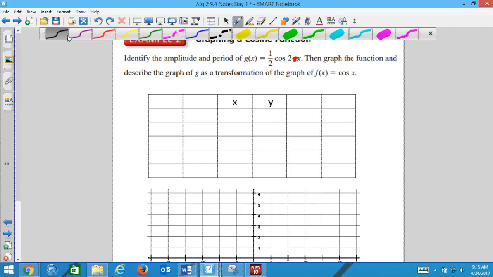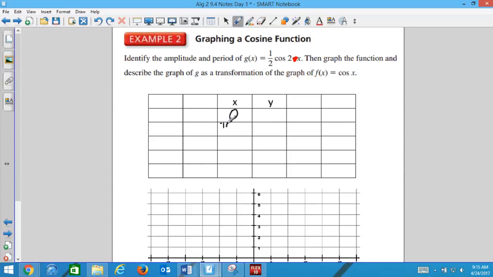1/2 cosine 2x. Okay. We're going to start with our key points. The x's are always the same. 0, pi over 2, pi, 3 pi over 2, 2 pi. Cosine y values start at 1, and they go to 0, -1, 0, 1. If you don't know that, you have it in your notes on the first page where we did cosine.